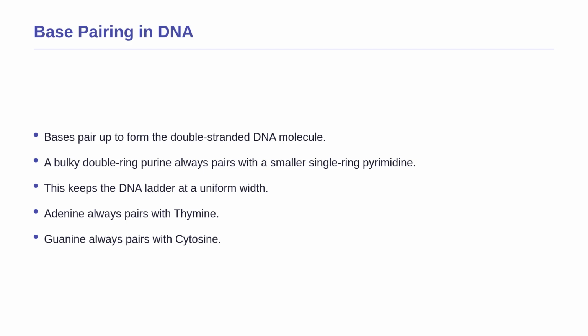Now that we understand their individual stability, let us look at how these bases interact. In a double-stranded DNA molecule, these bases pair up across the helix. Because of their physical sizes, a bulky double-ring purine must always pair with a smaller single-ring pyrimidine. This ensures the DNA ladder maintains a uniform width throughout. Specifically, adenine always pairs with thymine, and guanine always pairs with cytosine. This strict pairing is crucial for the structure of DNA.